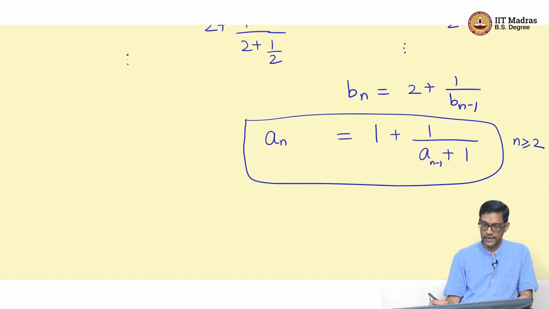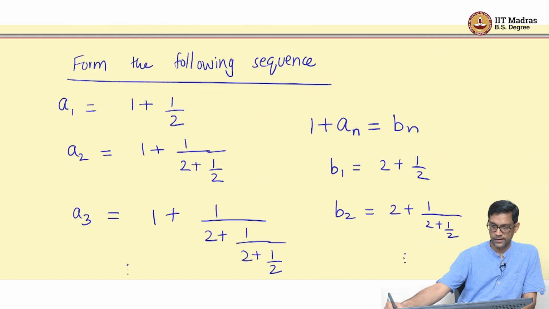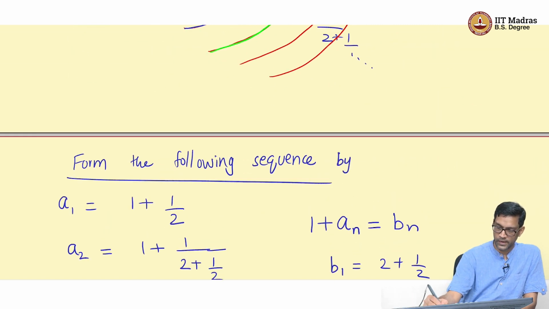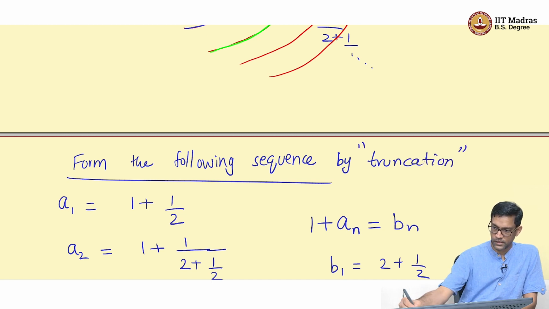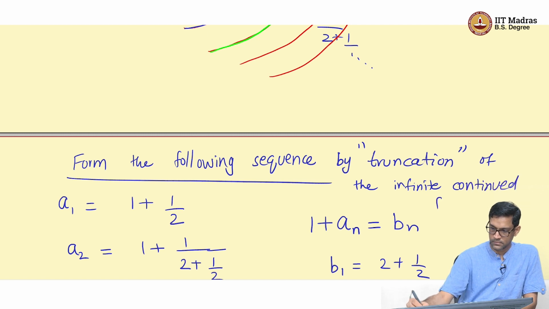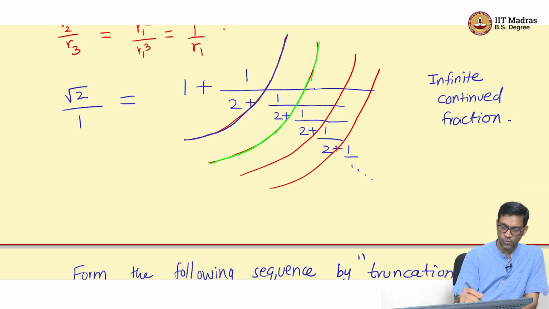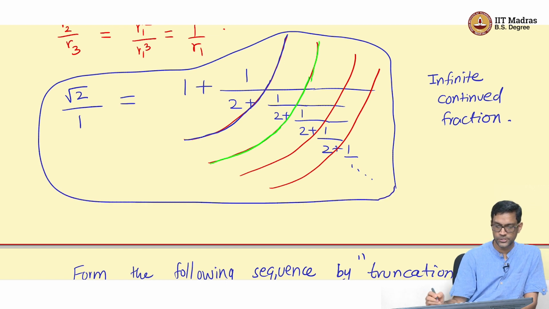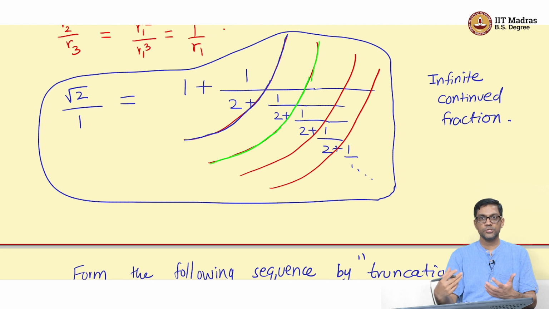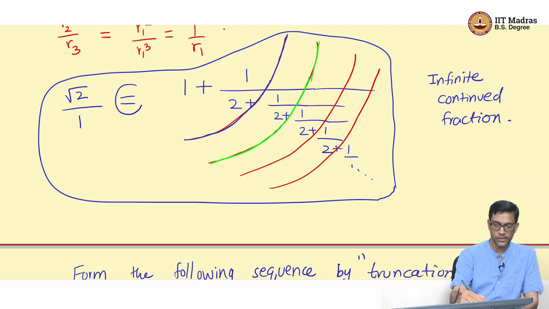Now, this is what it means to truncate. When I say form the following sequence by truncation, that is the idea behind the infinite continued fraction. When I claim that root 2 over 1 is equal to this infinite continued fraction, what that means is that the sequence of truncations that I form converges to root 2. That is what I mean by this equal to sign here.